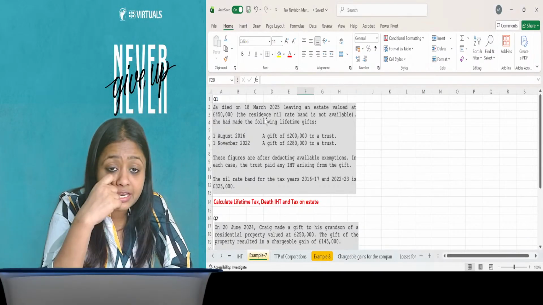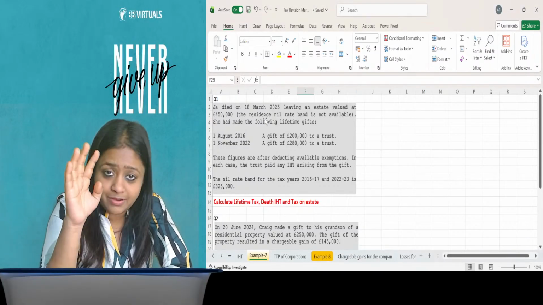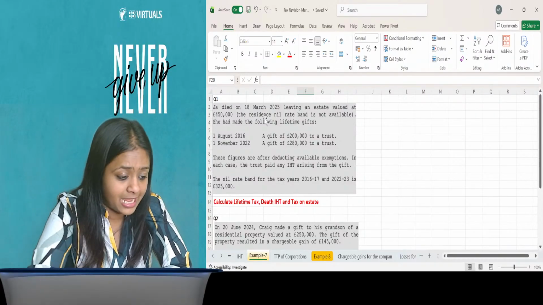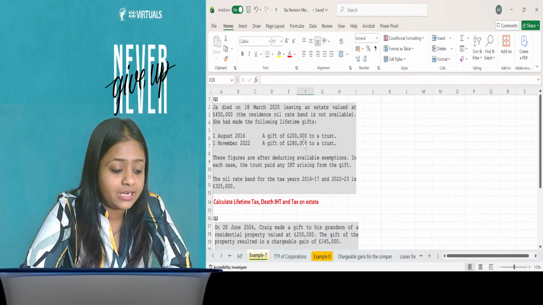The residence nil rate band is not available. I will cover this when we cover death estate. Right now, I'm just doing lifetime tax and death tax. She has made the following lifetime gifts.